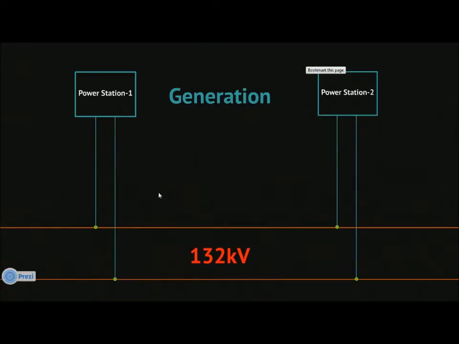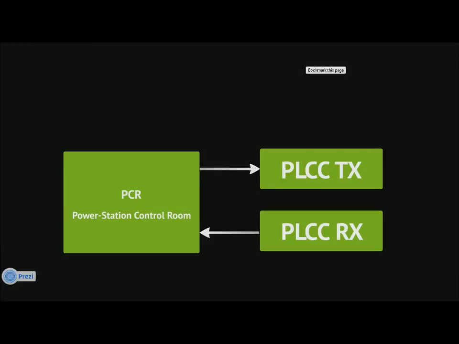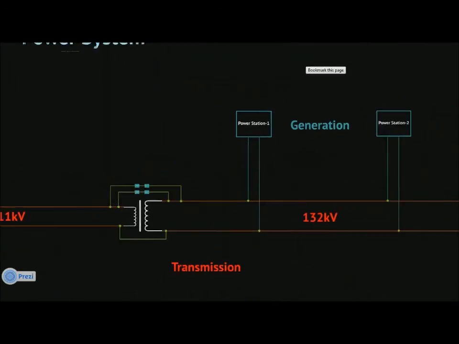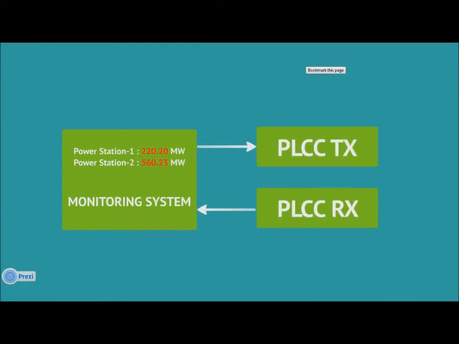The second concept that we can implement is the load dispatch center. What happens is, for every power station we have a PCR, that is the power station control room, which sends the current generation of my power station to the load dispatch center, which is located maybe 1,000 kilometers away. Maharashtra has two load centers. So like this, we can use a PLCC TX and RX for that communication. We can send the power station generation data to the load dispatch center. The load dispatch center will get the data in real time. It can monitor the power generation. There's no need of any kind of telephone calls. So this is the real-time monitoring system.